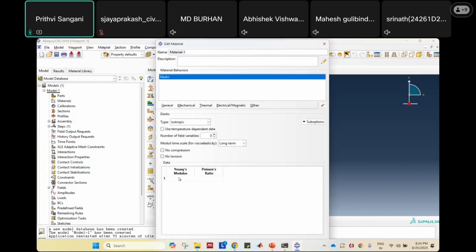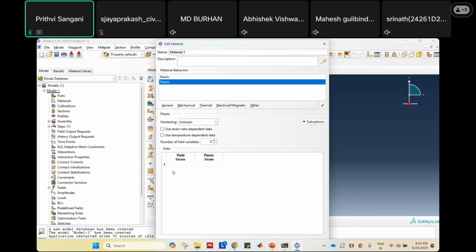So here under elastic, you can give your Young's modulus. You can also give your Poisson's ratio. And like I mentioned, you can also give your stress versus strain as well. So here you can see yield stress, plastic strain. You can keep giving multiple yield stress, plastic strain values, different for different yield stress you'll get a different plastic strain, right? So here you can input your material properties first.